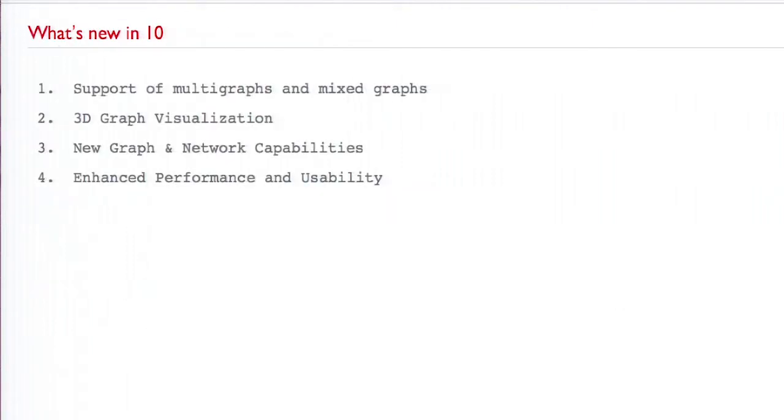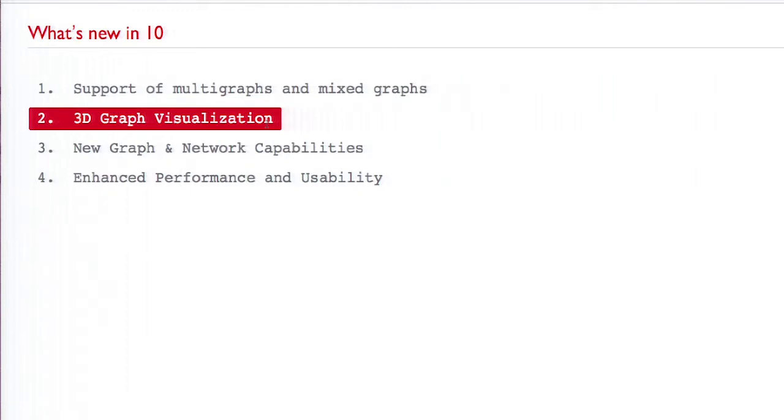So for version 10, we did framework-wide support of multigraph and mixed graph. I will show how we did that transparently and quite easily for you to just use, without modifying your workflow. The next thing we did is 3D graph visualization, which was a request from several users, since we already have 3D visualization in Mathematica, so that was one step close enough to get. But that also required a lot of work. I will show the scope of what we did.